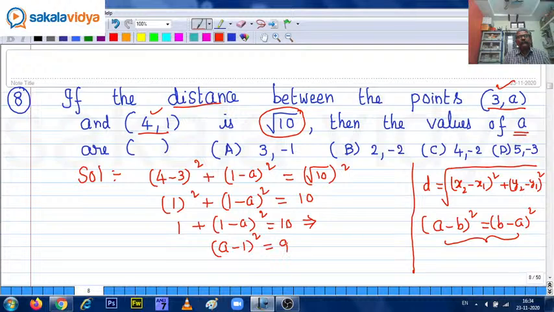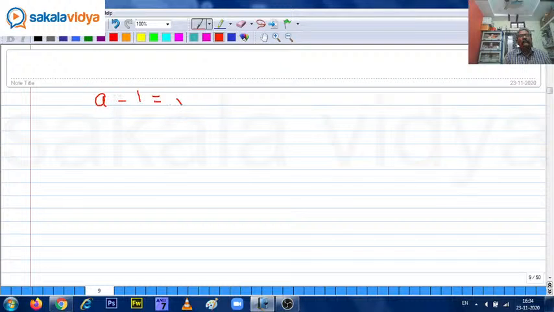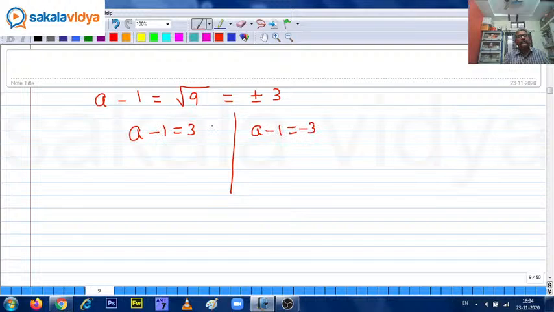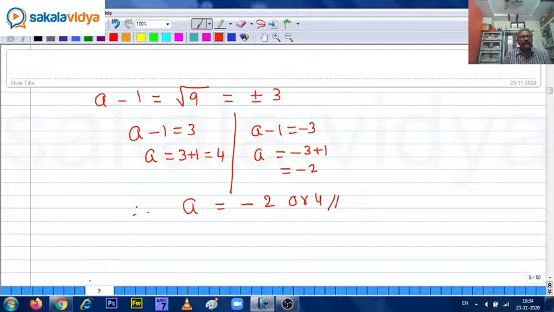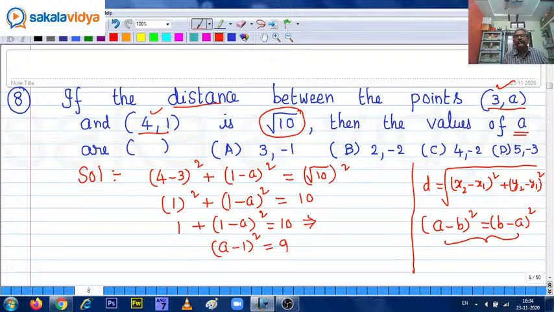But here is the interesting factor. Now a minus 1 is equal to root over 9, which is plus or minus 3. We have two cases. a minus 1 is equal to 3, and a minus 1 is equal to minus 3. Transposing minus 1 to this side, a equals 3 plus 1, whose value is 4. Transposing minus 1 to this side, a equals minus 3 plus 1, whose value is minus 2. Therefore, a equals minus 2 or 4. Both values we get. Go back: minus 2, 4. C is the right option.